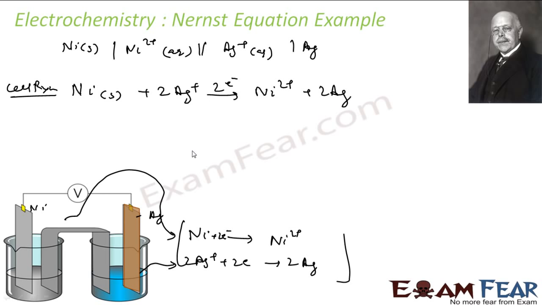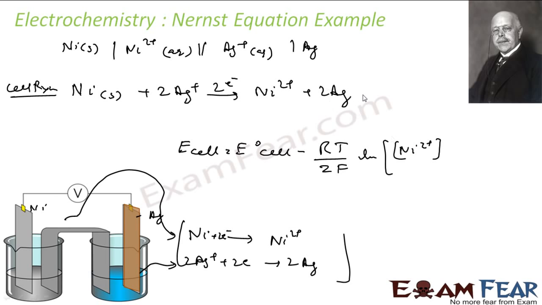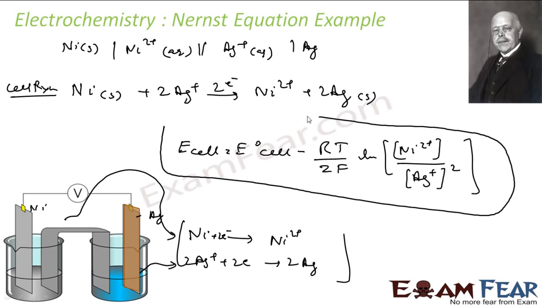I can just use my Nernst law formula. E cell is E naught cell minus RT by nF, where n is 2, times ln of the concentration of Ni2 plus, with Ag being solid so 1, divided by the concentration of Ni, solid so 1, and the concentration of Ag plus squared because there are 2 Ag plus, and this is nothing but ln of K. That is the Nernst equation for this reaction.